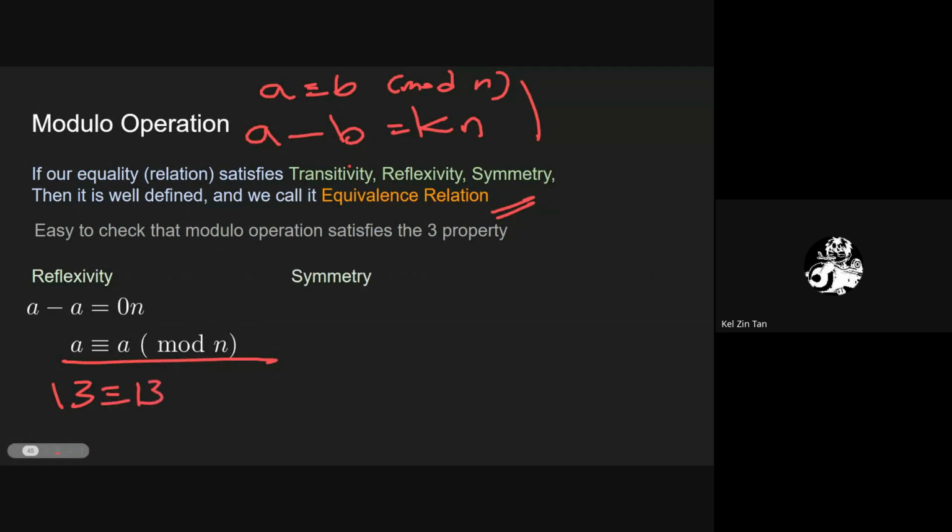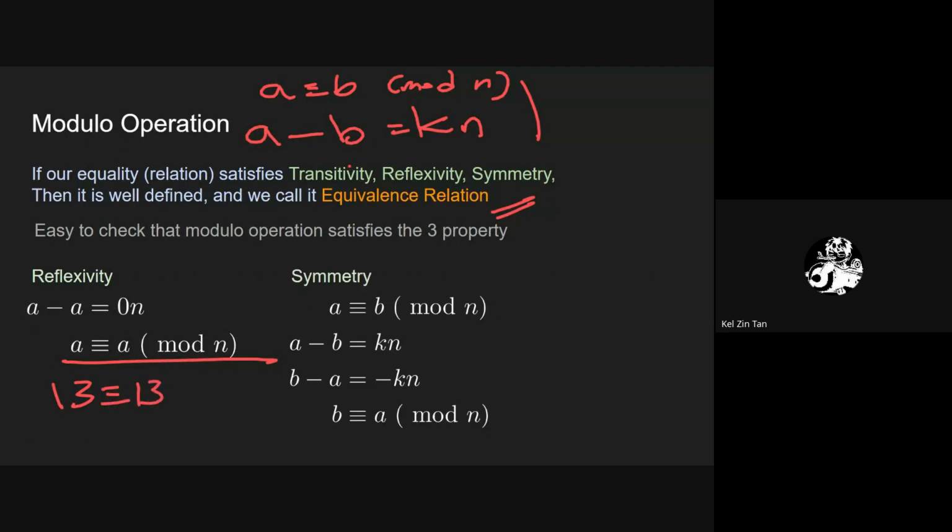So by this, we are saying that any integer, maybe 13, is also equal to 13. Now symmetry: if A is congruent to B, we want to prove that B is congruent to A. How can we prove that? By definition again, A is congruent to B if there exists an integer k such that A minus B equals kn. Then we multiply by negative on both sides, and we get that B minus A equals negative k times n. And negative k is still an integer. So this means that B is congruent to A if A is congruent to B. So the symmetry property is satisfied.